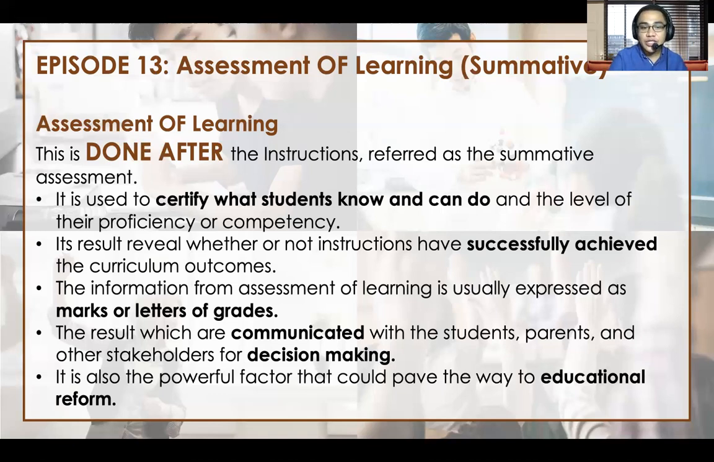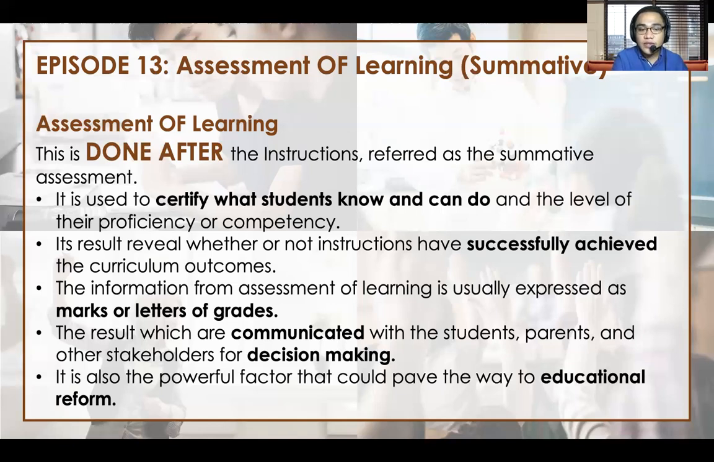Okay. The information from the assessment of learning is usually expressed as marks or letters of grades. Take note that again, summative assessment is the totality of the learning of the learner or the students. So that's the end goal. Okay, so dyan papasok ang assessment and evaluation. You're going to give numerical marks. Now, evaluation would tell us the meaning of these numerical marks or alphabetical marks, okay, letter marks.